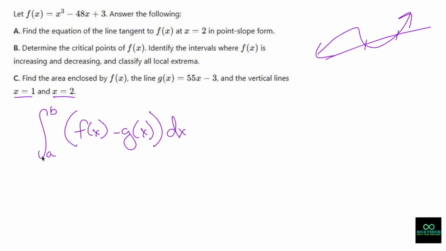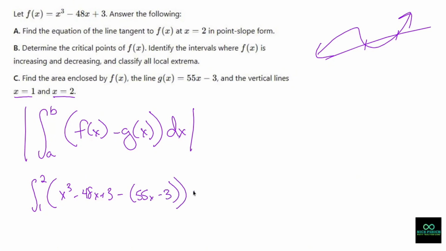Now, here's the thing. I don't know which one's on top. I don't know which one's on the bottom. I mean, according to this picture, it looks like the linear guy is on top, so whatever, who cares? If I get a negative answer, I'm just going to take the absolute value of it, make it positive, and I'm not going to lose sleep. So the integral that I'm going to write out is going to be the integral from 1 to 2 of f of x, so x cubed minus 48x plus 3, minus g of x, which is going to be minus 55x minus 3. Close it, dx.